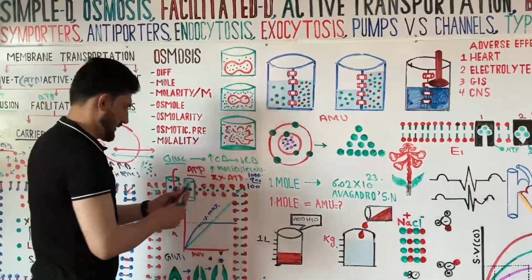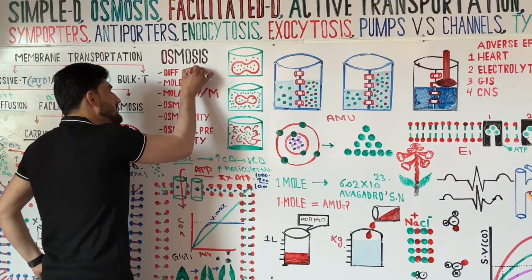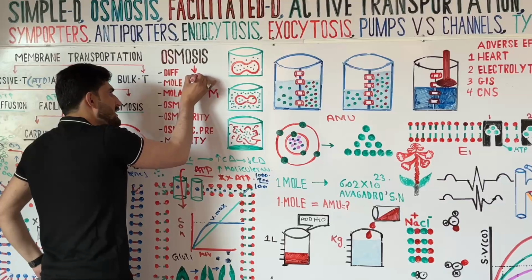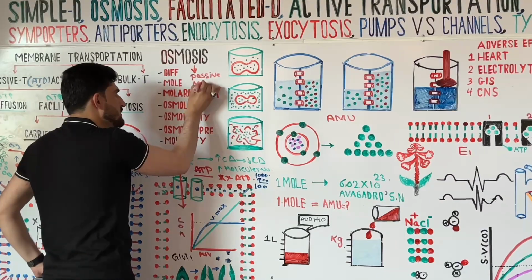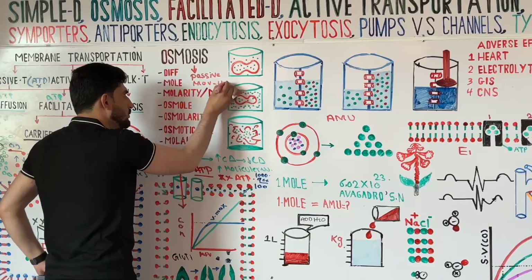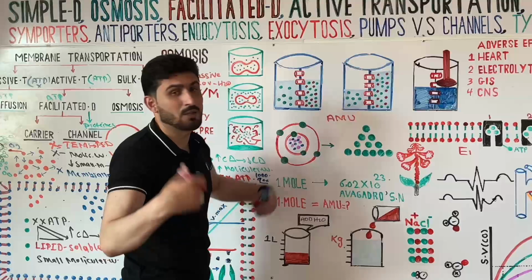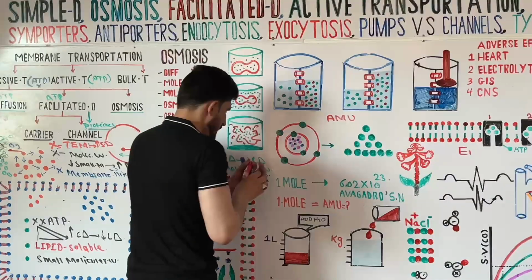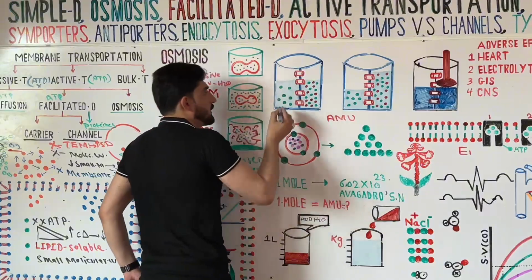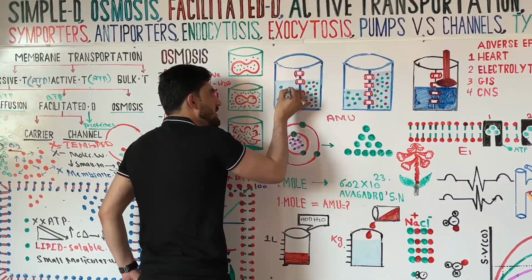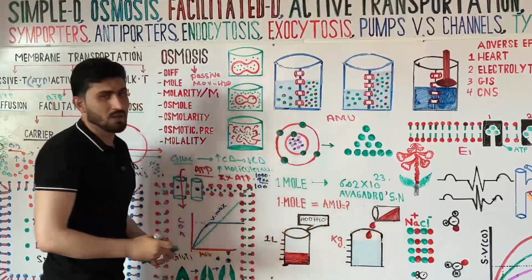It's so easy. Keep it in your mind that osmosis is the passive movement of water. Osmosis, the passive movement of water, but how? Like this. Osmosis is the movement of water from low concentration solutes area to the high concentration solutes area.